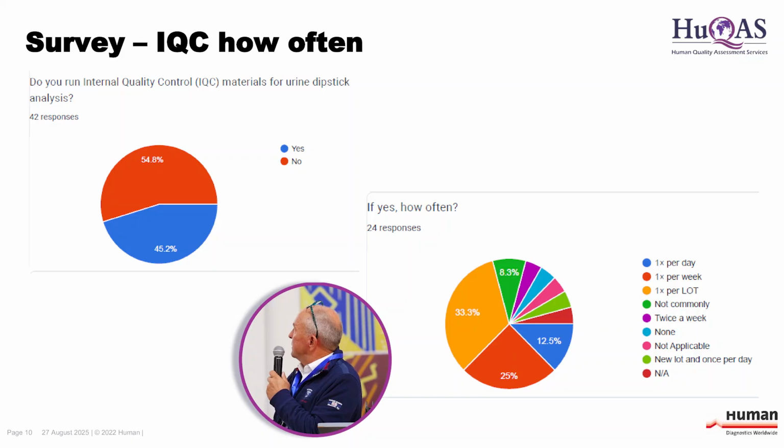In the survey, we asked how many use QC materials for dipsticks, and about 50% said yes, and 50% said no. So I think not bad, I would say. And then I asked how often, and also not bad. 12% use it every day, 25% once per week, and 33% once per lot. So I think most of you do the dipstick QC material readings once per lot. I think this is not sufficient, but it's a starting point.